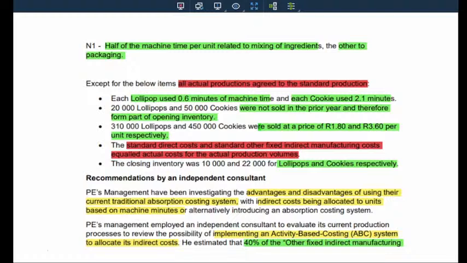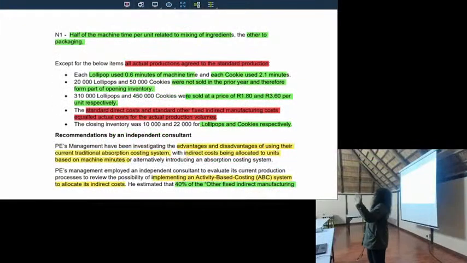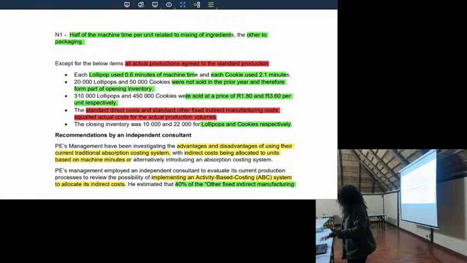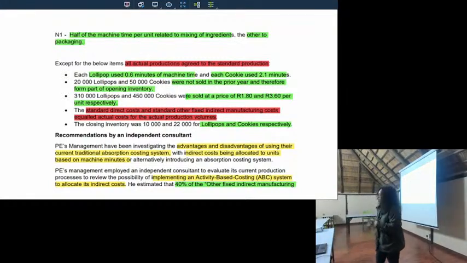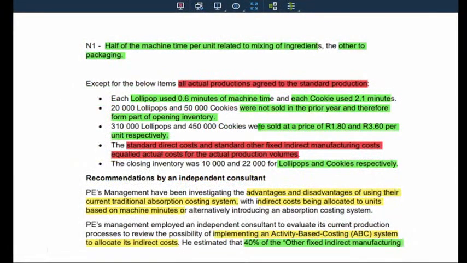Oh, so they were just asking that the information that we just read now, if it's actual, and the one at the top is budgeted. So it's your standard and your actual. Okay. And then they tell you that there are recommendations from an independent consultant. They tell you that PE's management has been investigating the advantages and disadvantages of using the current traditional absorption costing system, with indirect costs being allocated to units based on machine minutes, or alternatively, introducing an activity-based costing system.